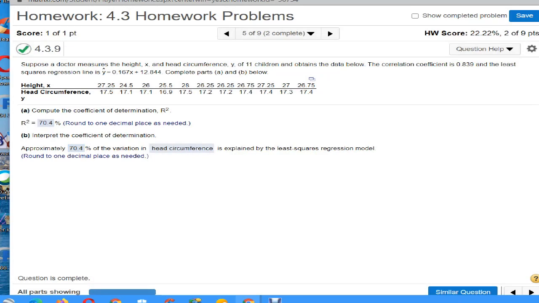All right, so we did 2 of your 9 homework questions from 4.3. They're related to the coefficient of determination. You can load these things into StatCrunch and use some of the tools there.